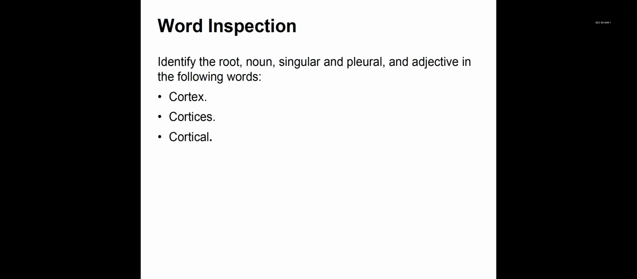So the root in this term is cort, referring to the outer layer of an organ. It is commonly used in medical terminology to describe the structure of a layer. So if you break down the term, let's analyze the terms related to cort provided on the slides below. So you have cortex, cortices, and cortical.